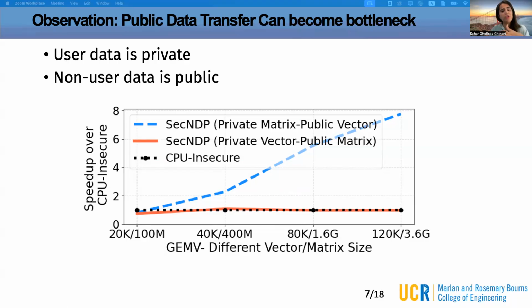So our observation shows that our prior work does not perform optimally when the amount of public data increases or exceeds that of the private data, because there's still a huge amount of public data which needs to be transferred to the CPU for the computation.